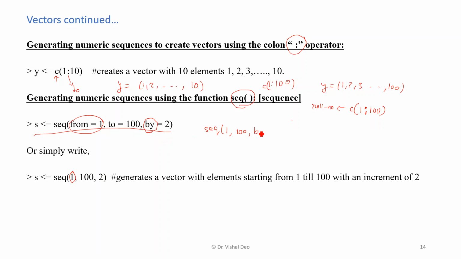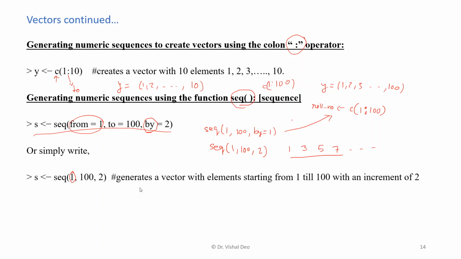So if I give by as 1, that simply means it will create the same vector as this one, 1, 2, 3, 4 up to 100. But if I'm writing seq 1 to 100 by 2, it will create a sequence like 1 plus 2, 3 plus 2, 5, 7, and so on. So it will create a sequence of odd numbers between 1 and 100. That's why the seq function is also very useful.